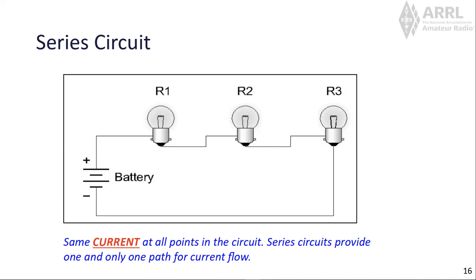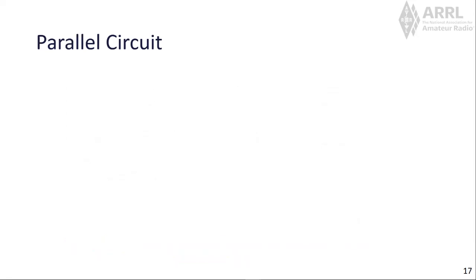So the same current at all points in the circuit. That's an important thing to keep in mind. The current is the same all the way around the circuit. Series circuits provide one and only one path for current flow. Okay?